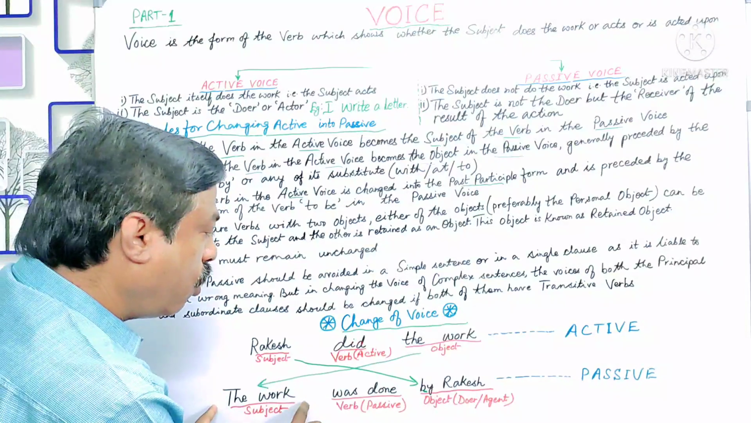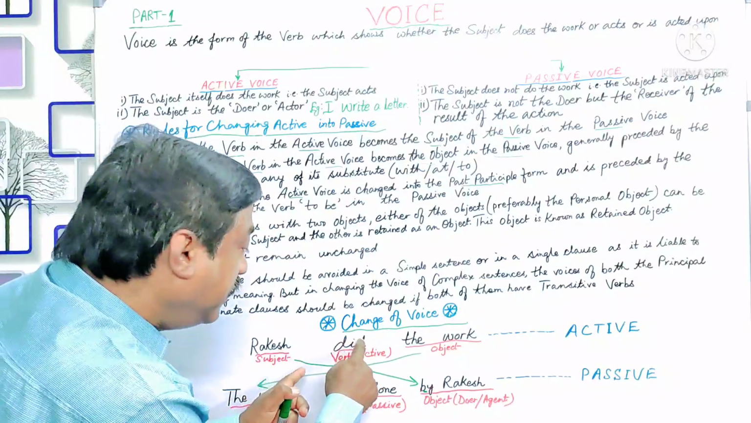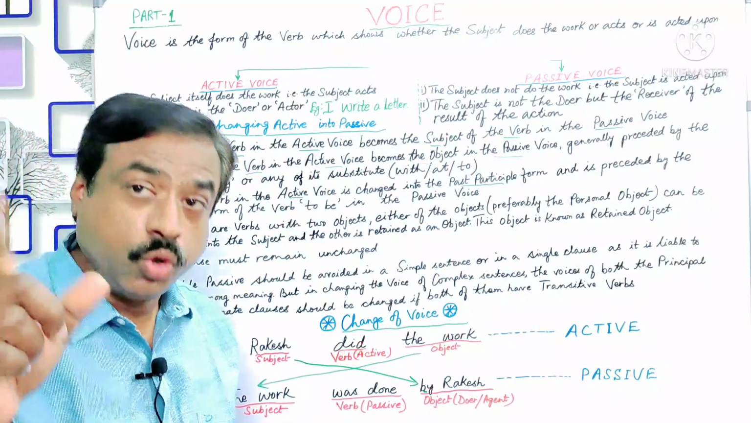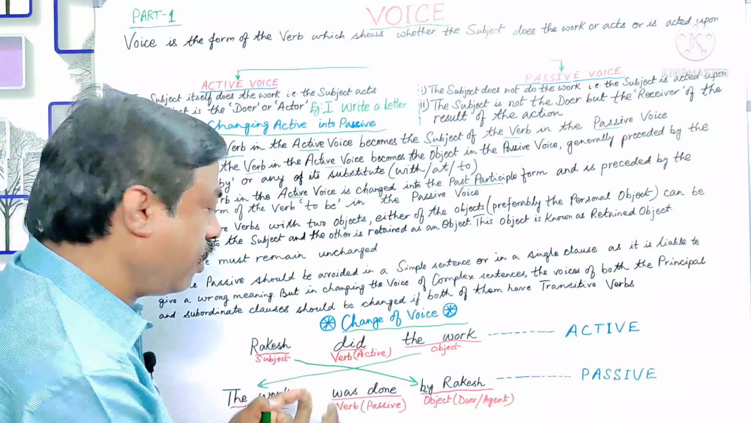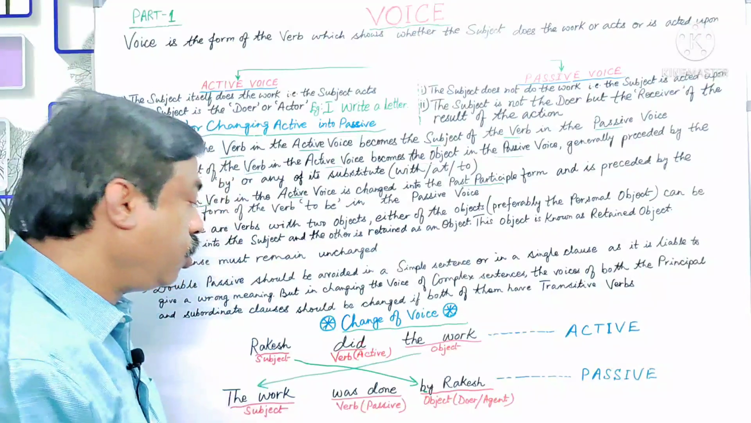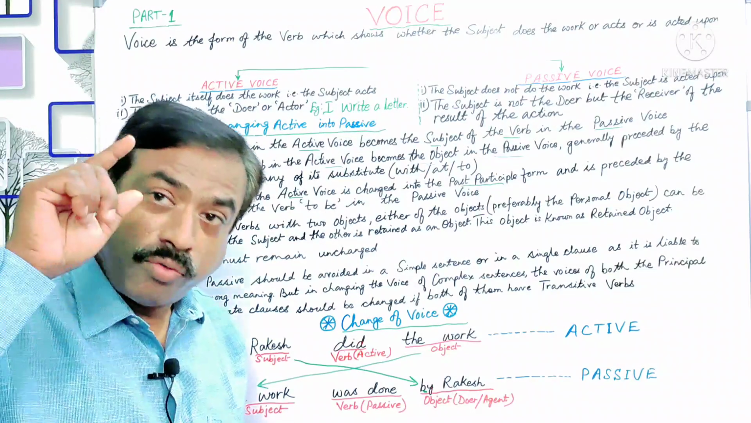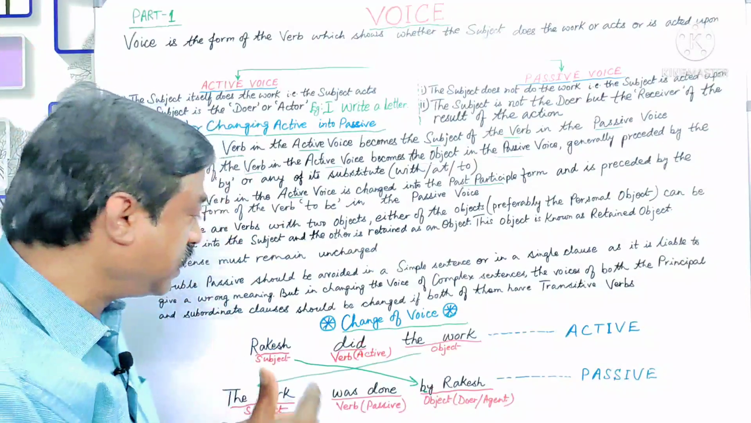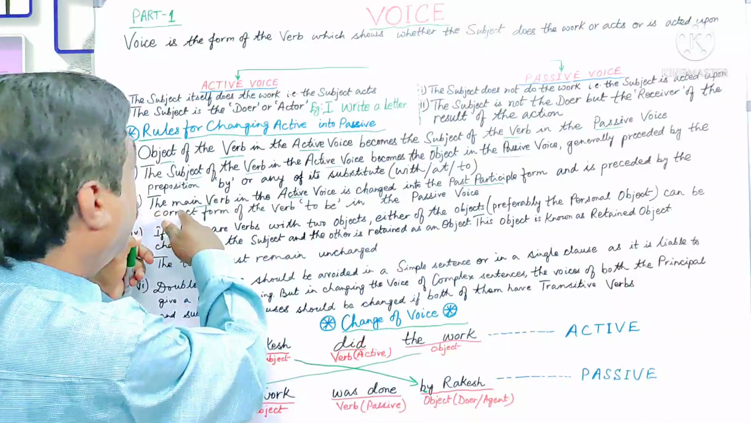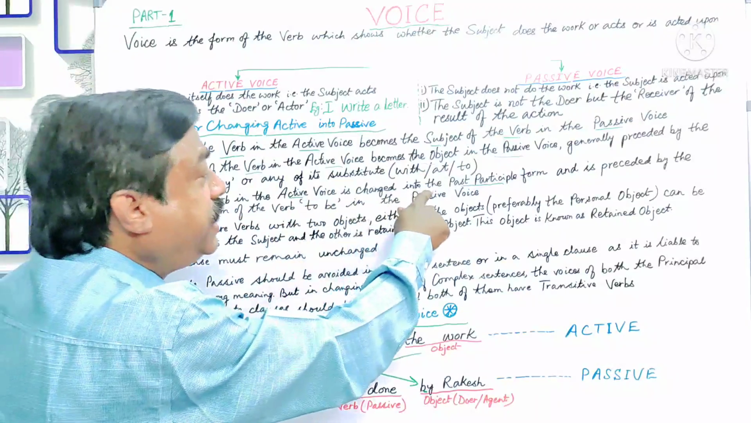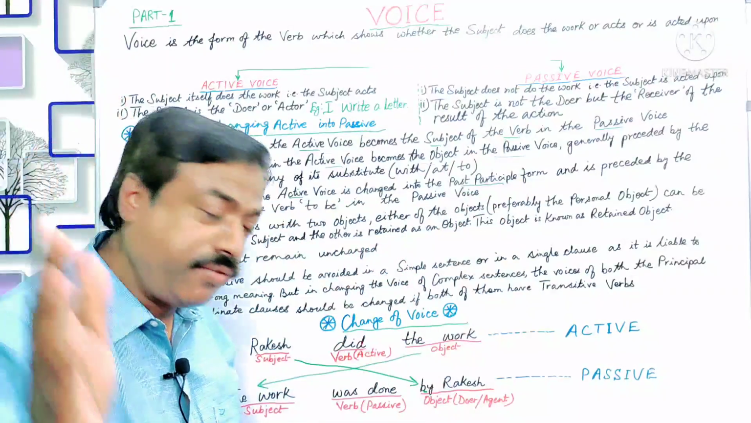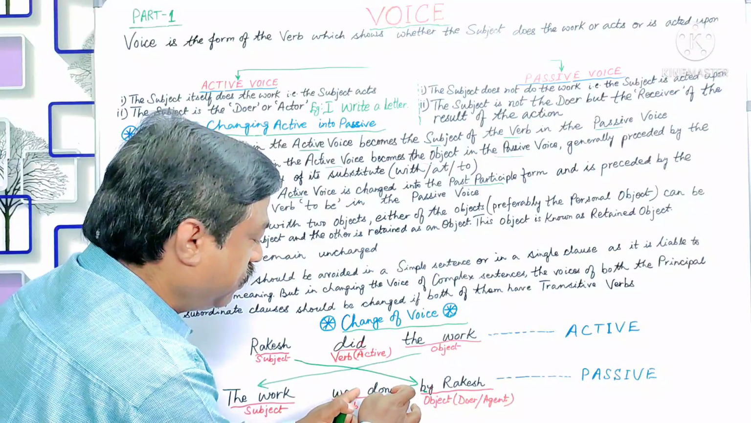So the word did comes from the main verb do, and it is the past form of the verb do. So the past participle form of that verb do is do, did, done. Done is the past participle form, and here in the third point you see the main verb in the active voice is changed into the past participle form.